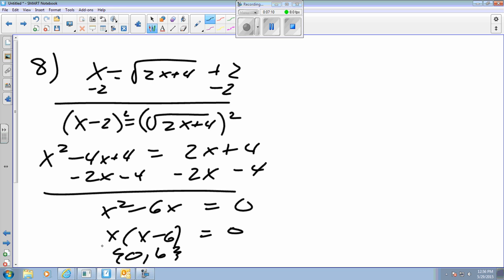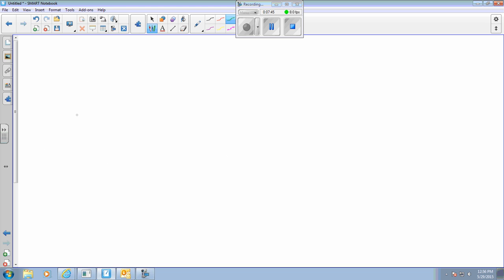Now, I got to be careful not to stop there because we squared both sides, and every time you square both sides, you have to check for extraneous roots. So I'm going to put in 0. I get 0 equals 2 times 0 is 0, plus 4 is 4, square root of 4 is 2, 2 plus 2 is 4. So is 4 equal to 0? I'm going to say definitely not. Cross that out. And if I put in 6, 6 equals 2 times 6 is 12, 12 plus 4 is 16, square root of 16 is 4, 4 plus 2 is 6. So that one works.